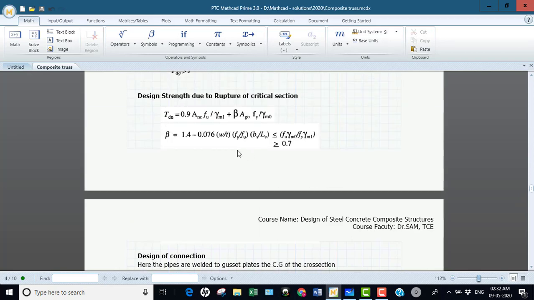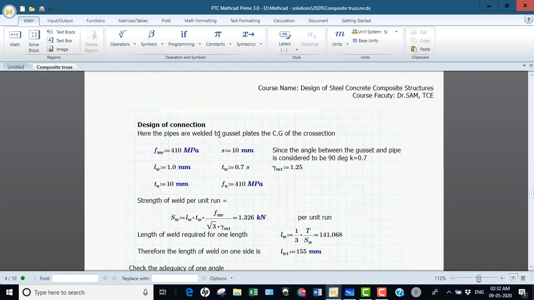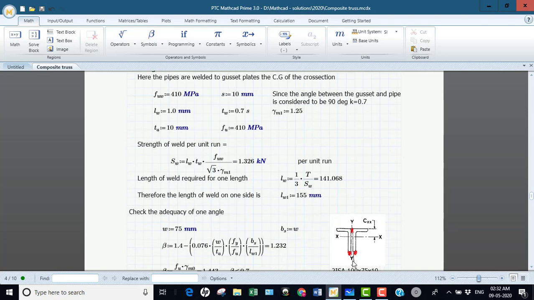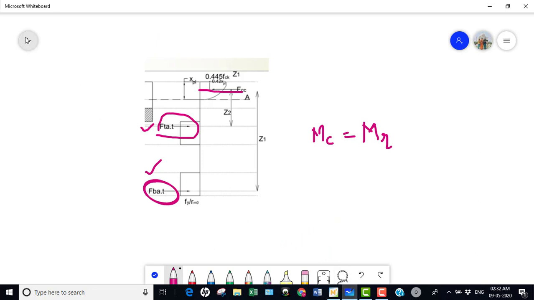To calculate the shear lag effect, I have to know the size of the connection. So for that, I'm going for designing the connection. In this connection, I'm considering my cross section will be two angles placed back to back. This should be connected to a gusset plate. So I'll explain that connection here.